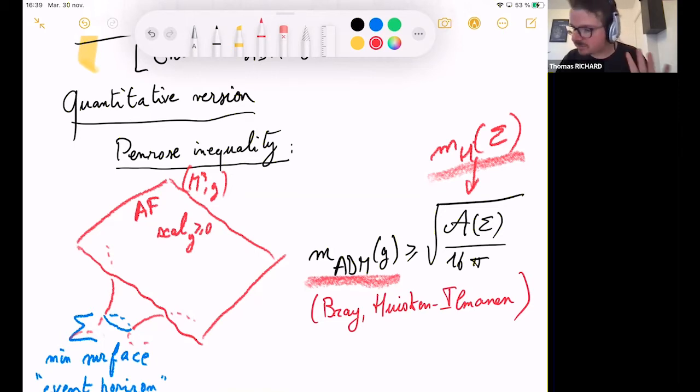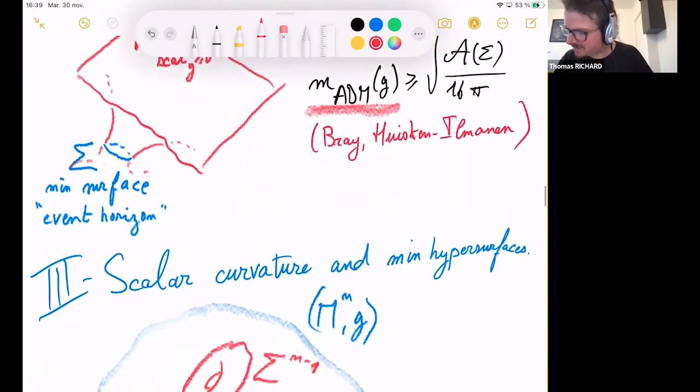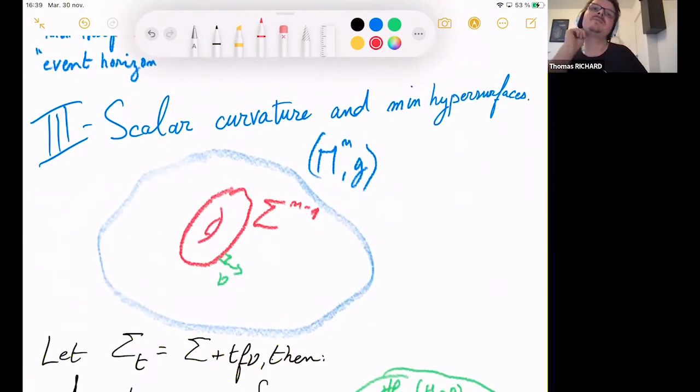Okay. I'm not a big expert in general relativity, but since there was physics in the description of the seminar, I thought it was interesting to make this link. Okay, so now let's talk a little bit about minimal hypersurfaces.